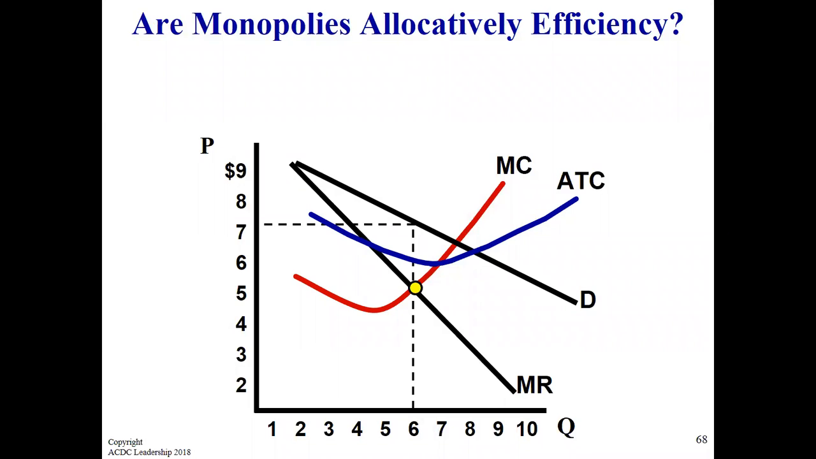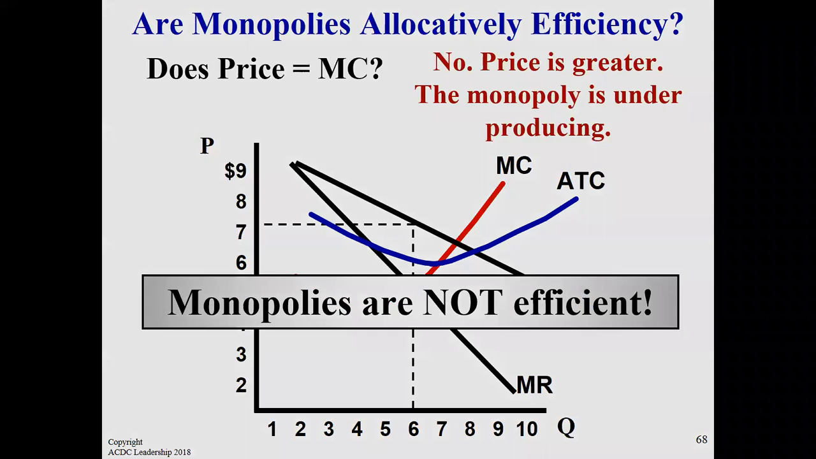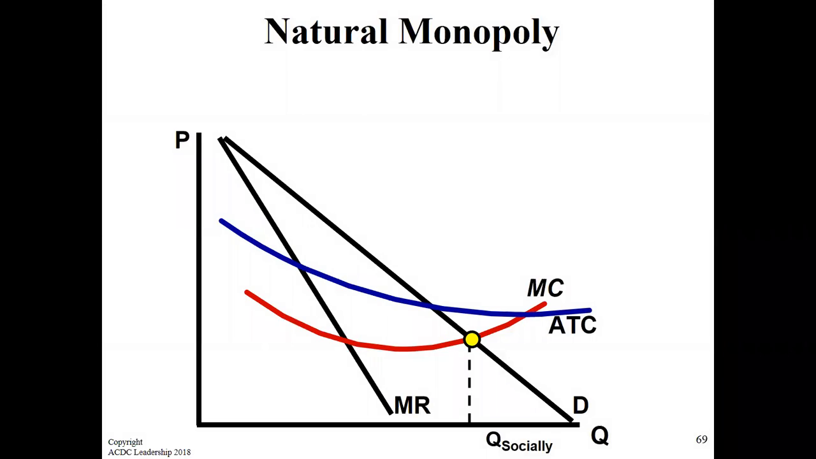All right. Here is allocative efficiency. Anyone quickly remind me, where do I find allocative efficiency on my graph? MC equals D. We're not producing there, so we're not allocatively efficient. Okay? So the price is greater, monopoly is inefficient. All right.